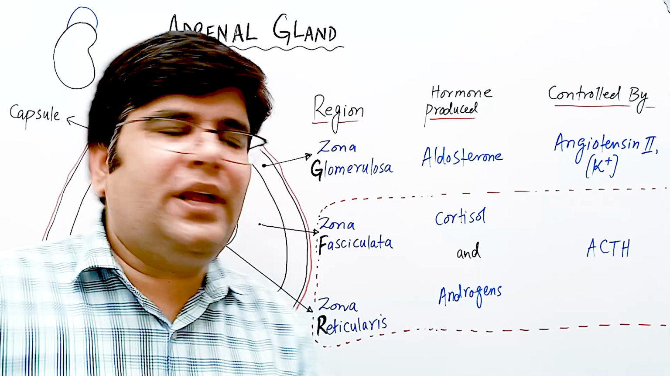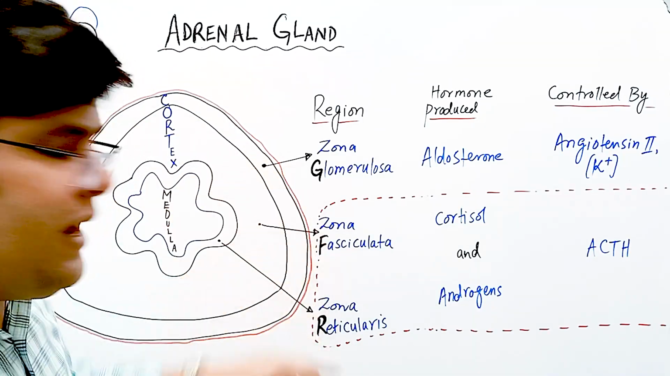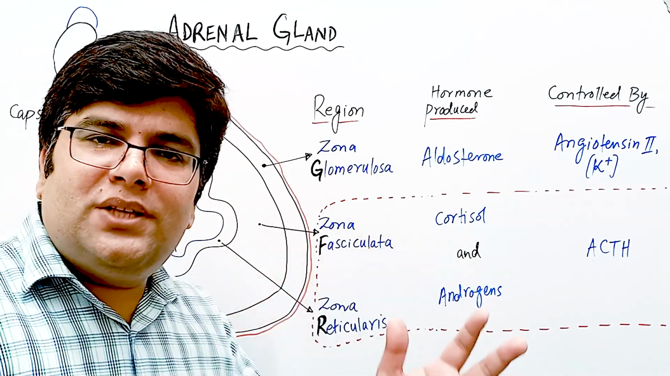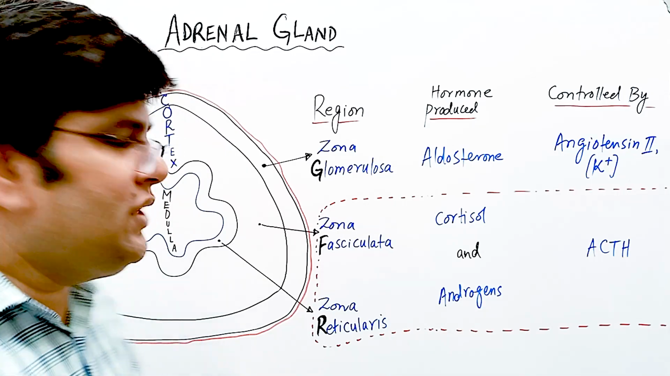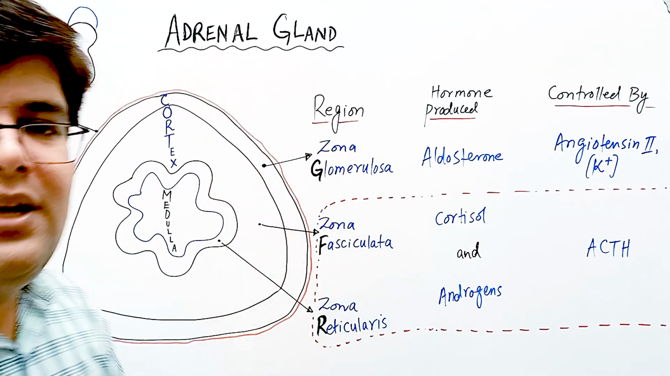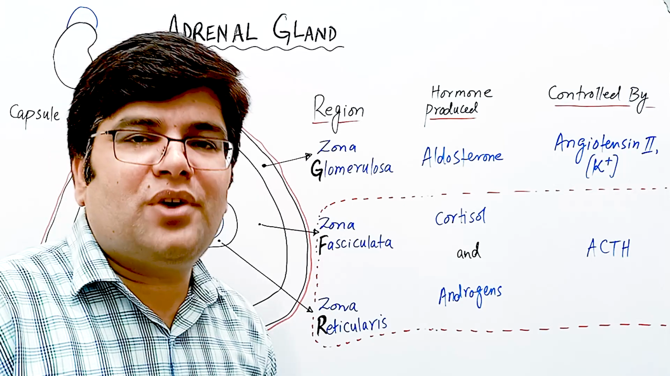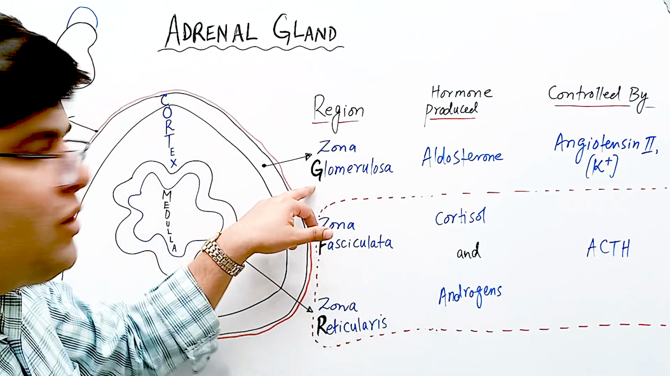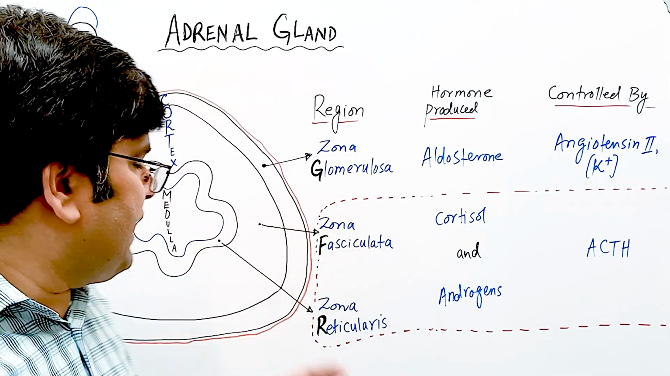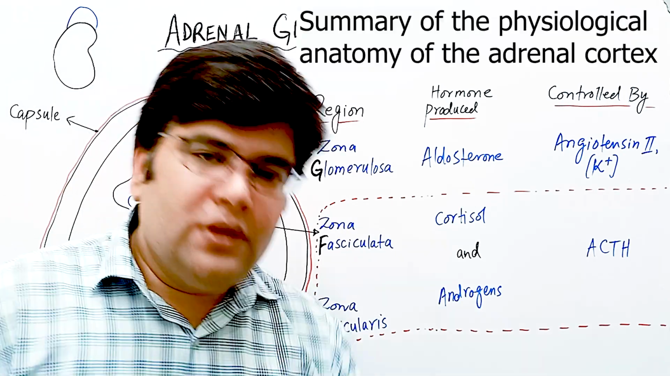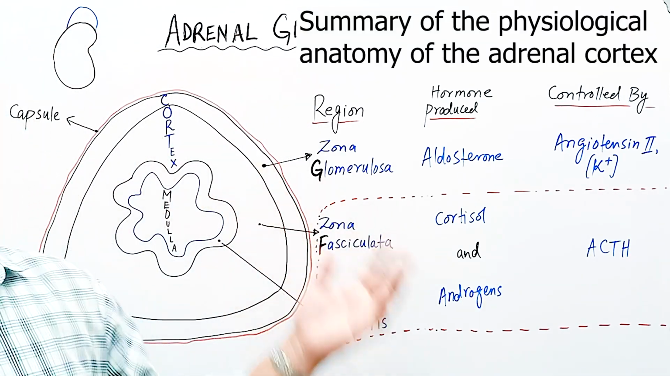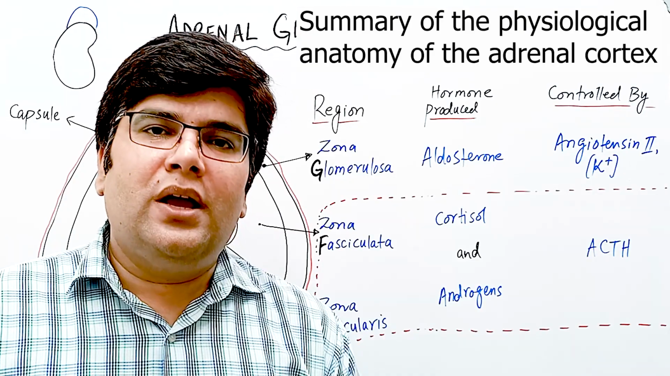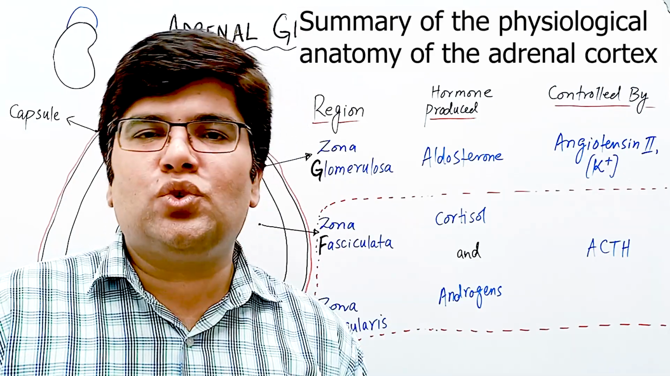A simple acronym, GFR, can be used to memorize the arrangement of these three layers from outside to inside. GFR is actually used for glomerular filtration rate, but here G is for glomerulosa, F for fasciculata, and R for reticularis. So just to summarize, this adrenal gland, which is just 4 grams in weight, has diverse functions to perform.